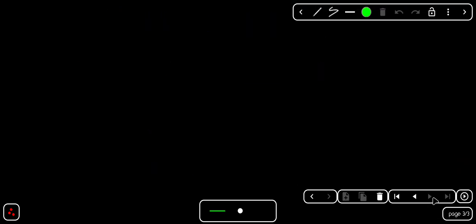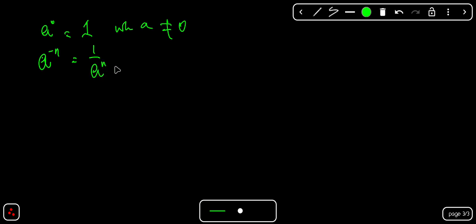The next law we're talking about, if we have a raised to the power of 0. So take notes. Whenever an integer or a natural number is raised to the power of 0, we get 1, where a cannot be equal to 0. Okay, so any other number raised to the power of 0 will surely give us 1. Then another law, if we have a raised to the power of negative n, this will surely give us 1 over a raised to the power of n.